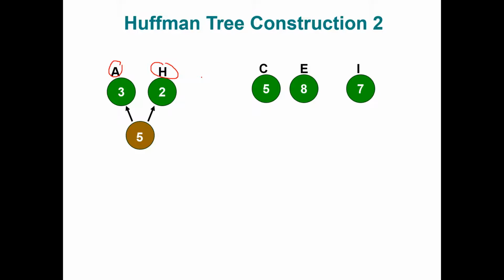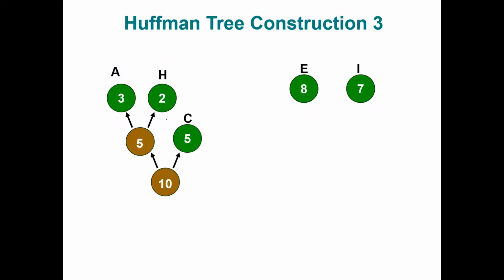Now we have to choose another 2 trees with the least frequencies or weights. They would be C and this tree, because both of them are 5. So now C, A and H are joined in one tree. The weight of A is 3, H is 2, C is 5, and so the cumulative weight of all these three would be 10. Now again we have to choose two trees with the least weights, so they would be 8 and 7, that is E and I. So we join them together in a tree.